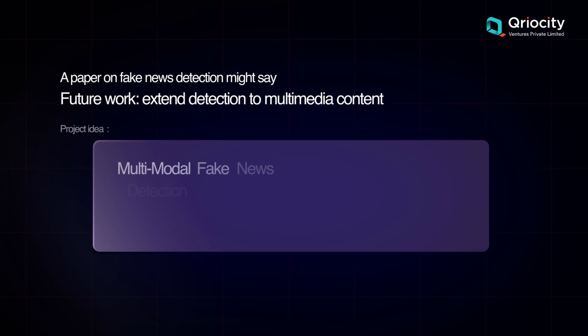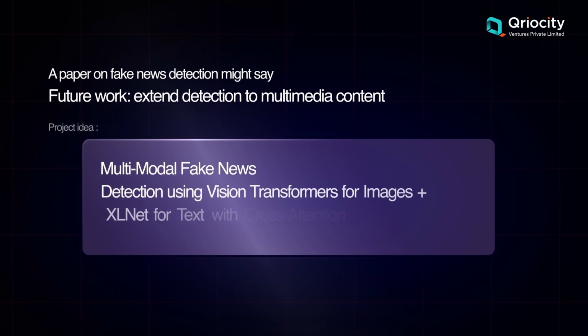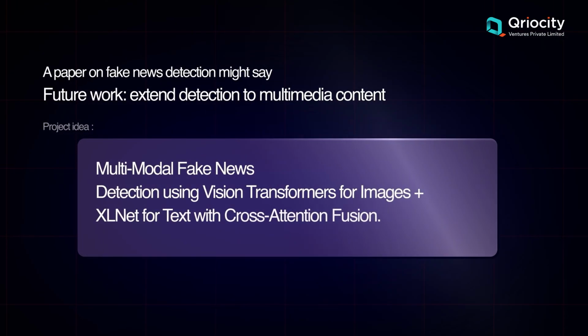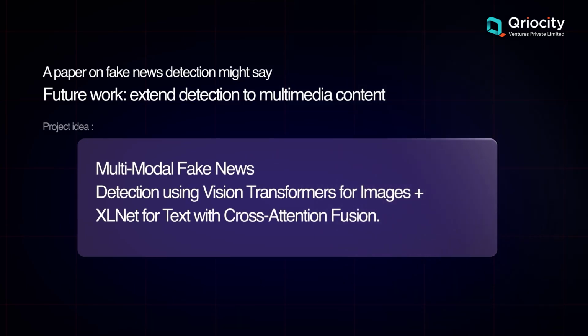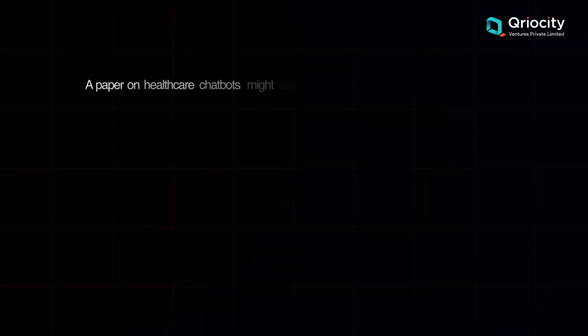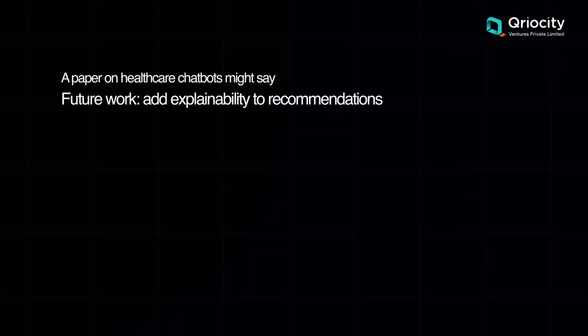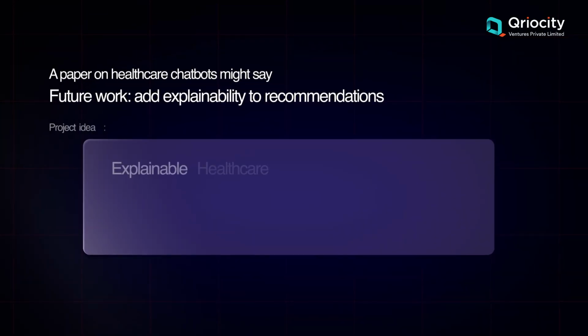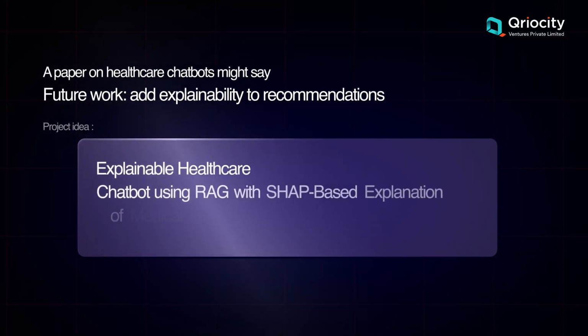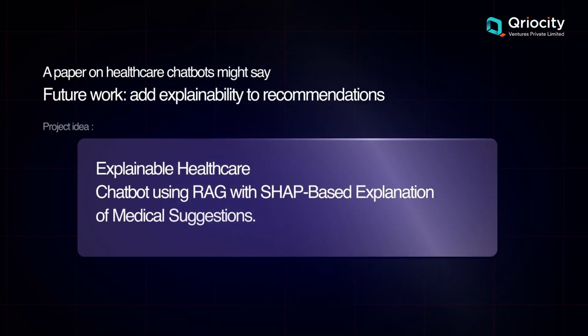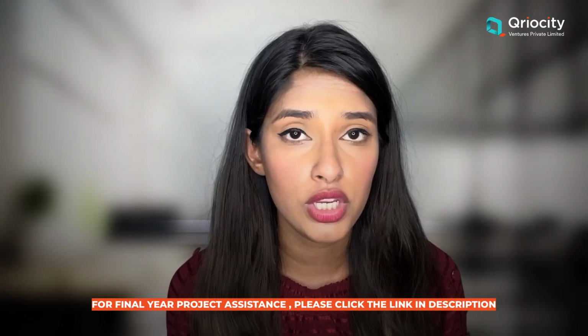A paper on fake news detection might say, future work: extend detection to multimedia content. That's your idea. Your project can be multimodal fake news detection with vision transformer for images and XLNet for text with cross attention fusion. A paper on healthcare chatbots can have in their future work section: add explainability to medical recommendation. So your project title can be Explainable Healthcare Chatbot using RAG with SHAP-based explanation for medical suggestion. So when you build your project on a research gap, it's not just unique, but it is also built on the cutting edge of technology.